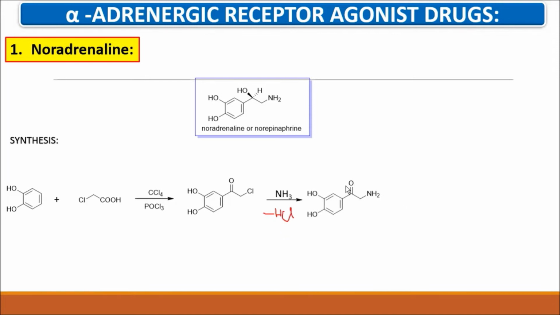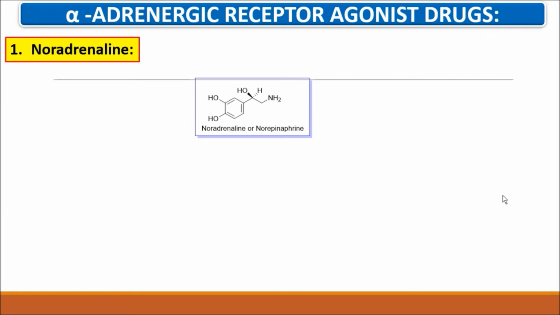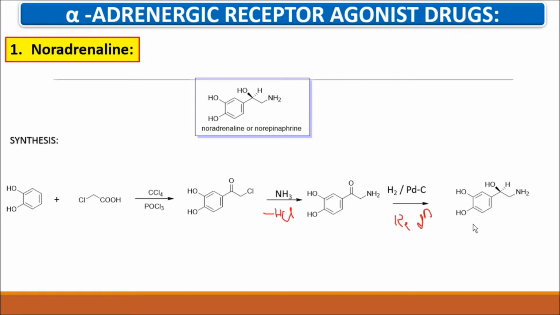Now in place of the C double bond O we need OH. For that we are going to use a reducing agent. What is the reaction here? The reaction is reduction. This reduction converts the C double bond O group to OH. This is the compound noradrenaline.